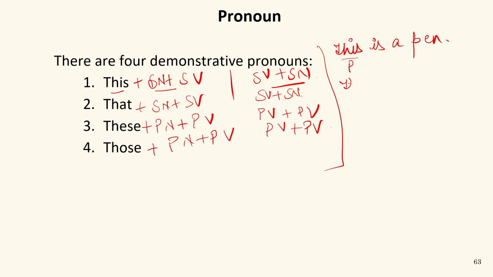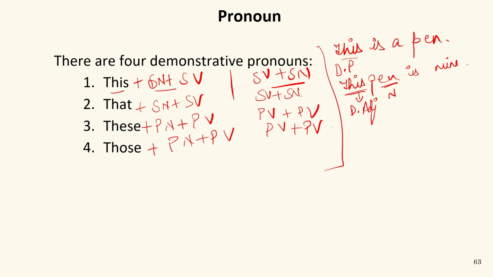But if I say this pen is mine, so pen is a noun and it is preceded by the word this. This is a demonstrative adjective, whereas in the earlier sentence this is a demonstrative pronoun. So this is the difference between demonstrative pronoun and demonstrative adjective.